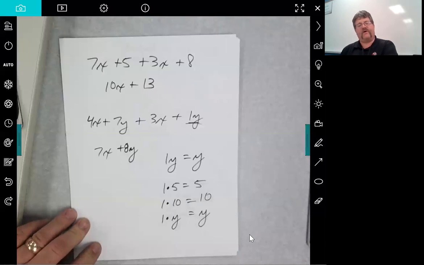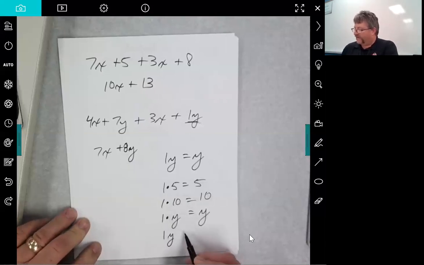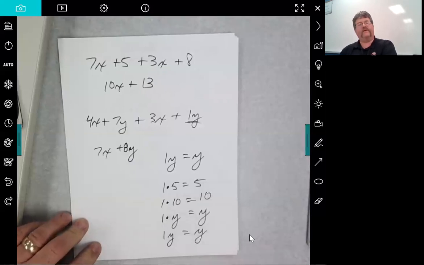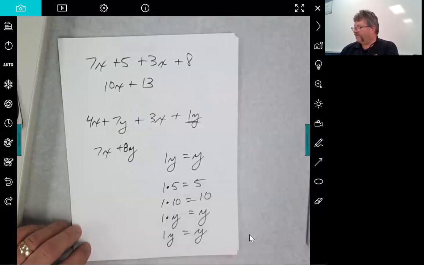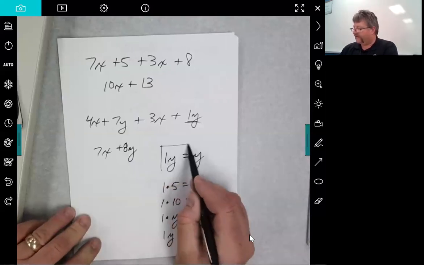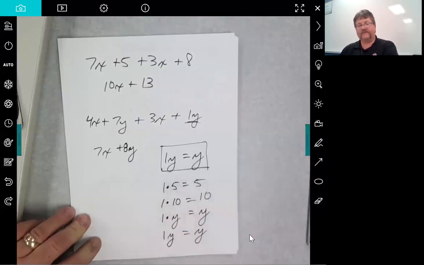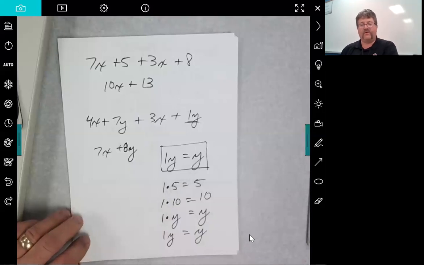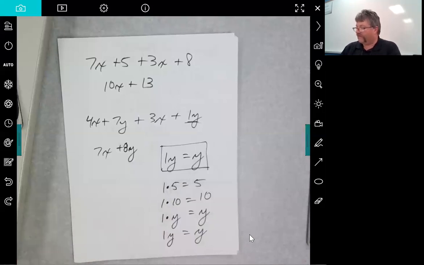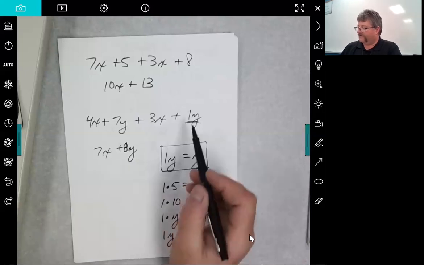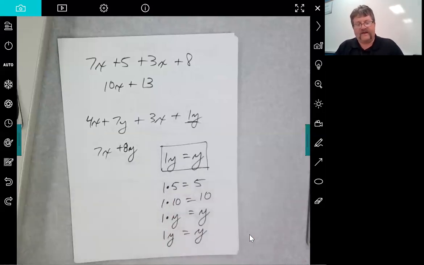We don't need the times symbol here, of course. Okay, 1 times y, we don't have to show that 1 there. And most of the time, you won't see a 1, but you have to really understand it's there. These two things are the exact same thing. And you don't have to show a coefficient when it's a 1. You just have to recognize it's there. Okay, so I put the 1 in there, but a lot of times you won't see a 1 in there. You still need to pick up that it's there, okay?